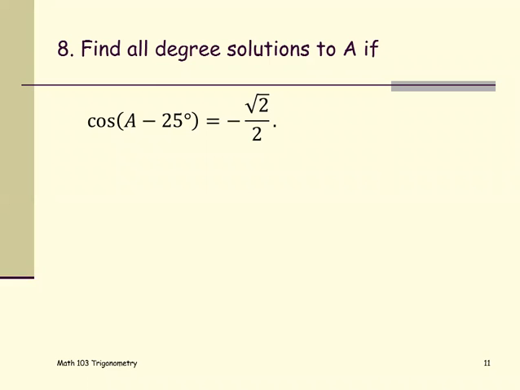In this problem, we're going to find all degree solutions to A if the cosine of A minus 25 degrees equals negative square root 2 over 2. We see A minus 25 degrees as the argument of the cosine, which represents an angle, so we let x be A minus 25 degrees. Then the equation becomes cosine x equals negative square root 2 over 2.